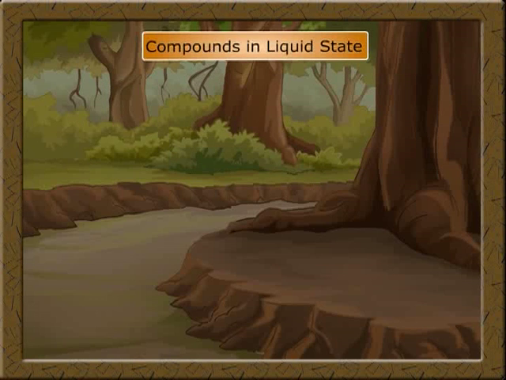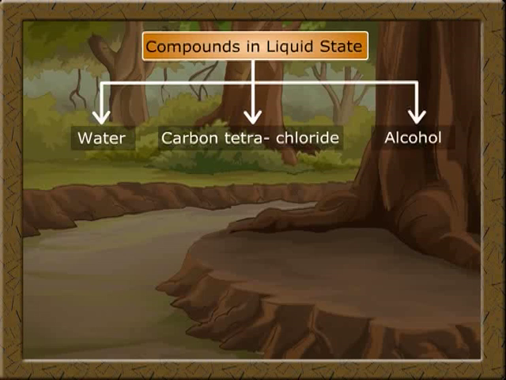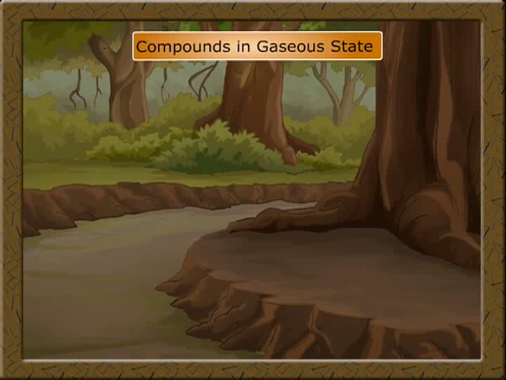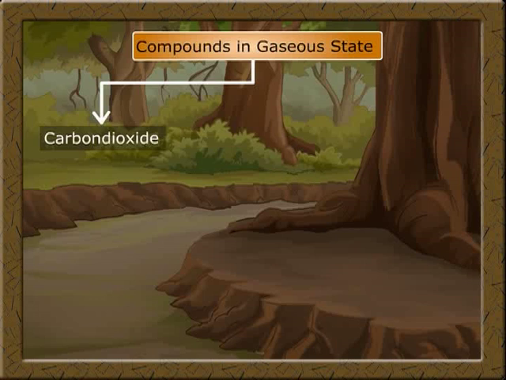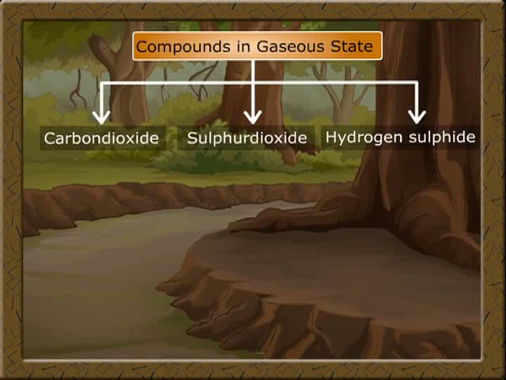Compounds in liquid state. The liquid state compounds are water, carbon tetrachloride, alcohol, etc. Compounds in gaseous state. The gaseous state compounds are carbon dioxide, sulfur dioxide, hydrogen sulfide, etc.